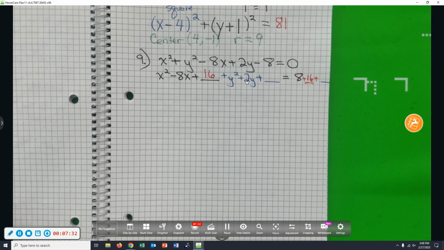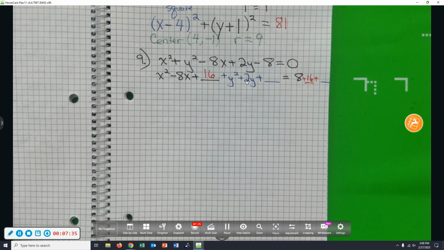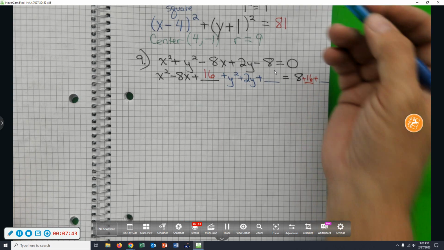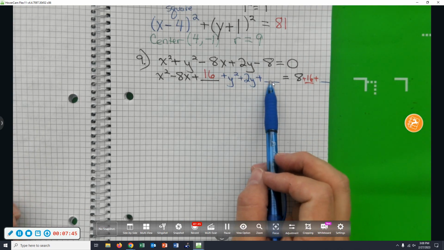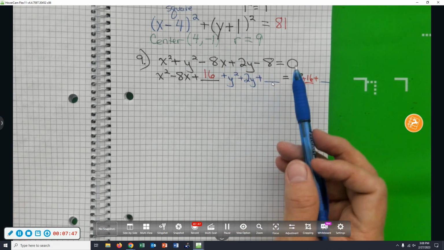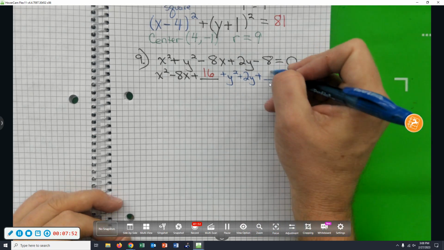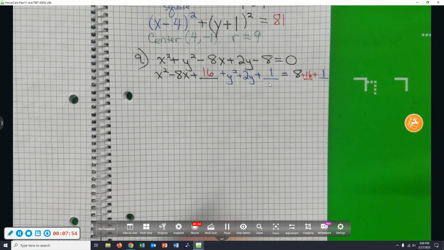Wow, this looks an awful lot like that problem that we just did. Are you sure it's not the same one? No, almost exactly. The first one equals 64. Okay, you're right. The number on the right is different. What number are we going to put in this blank here? Another 1. Half of 2 is 1. 1 squared is 1, so we put our plus 1.